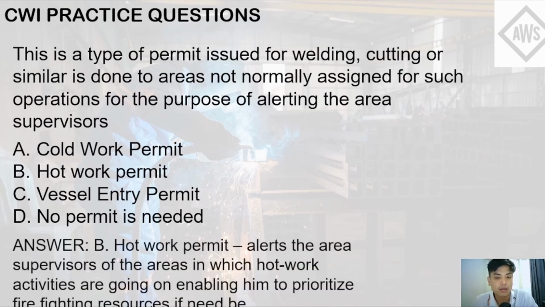So it alerts the area supervisors of the areas in which hot work activities are going on, enabling them to prioritize the firefighting resources if need be. So for example, mitigations are in place, there are fire extinguishers, but basically it was not enough. The fire generated just spread throughout the area. So if you have a hot work permit, it alerts the supervisors to prioritize those firefighting resources, the hydrants, the hoses, the fire trucks, to that area.